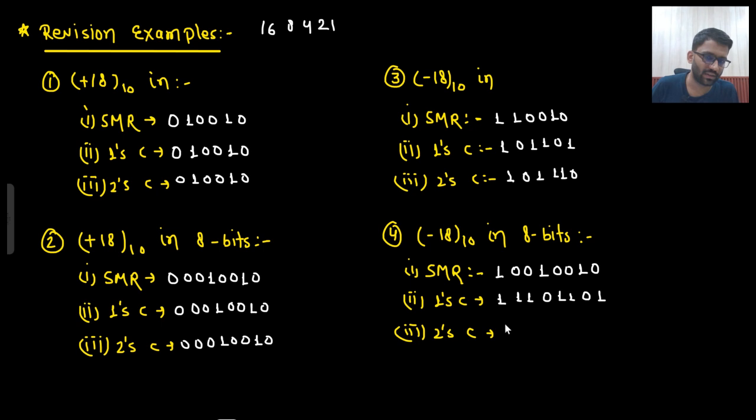For 2's complement, this sign will be as it is, you will start from the back. This is 0, this is 1. After that you need to take the complements.